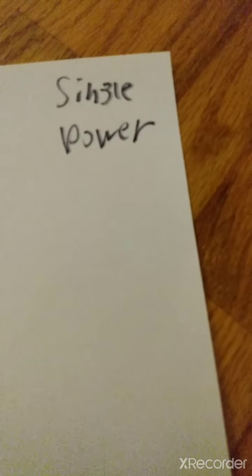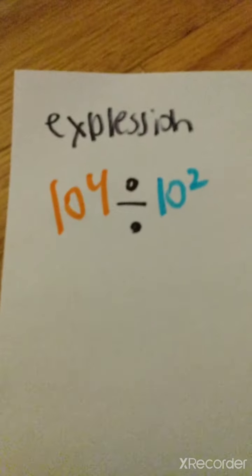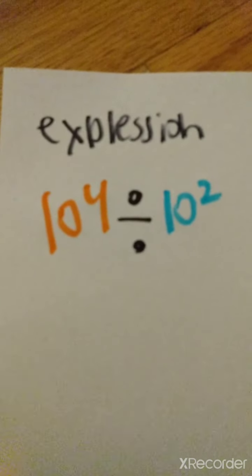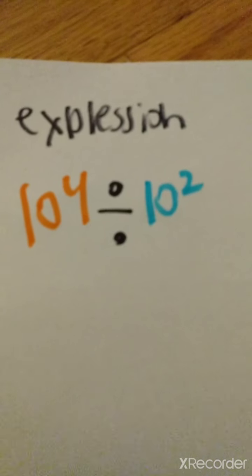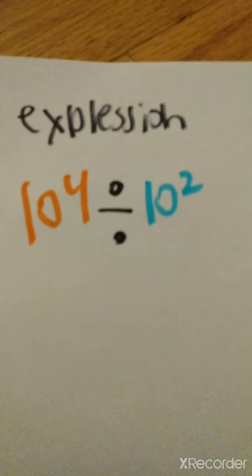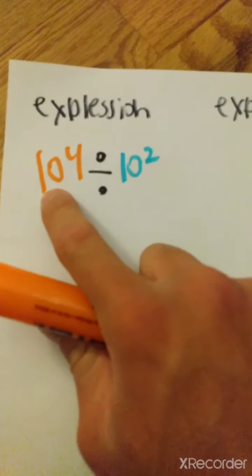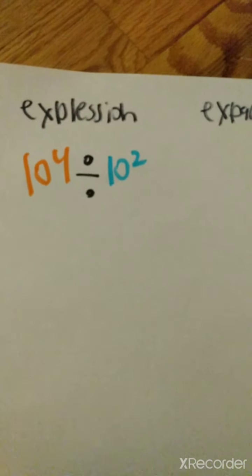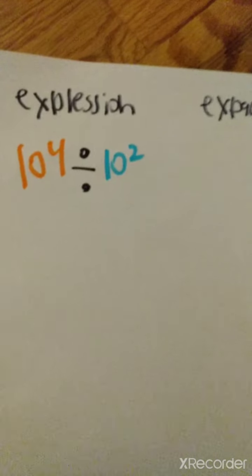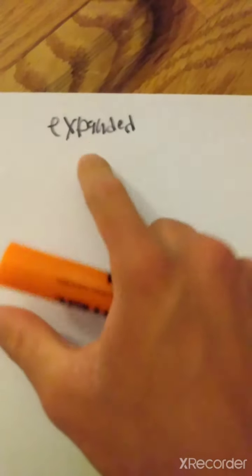So here's an example. Our expression for dividing is 10 to the power of 4, divided by 10 to the power of 2. And having exponents in numbers will actually be simplified. So let's see what it looks like in the expanded form.